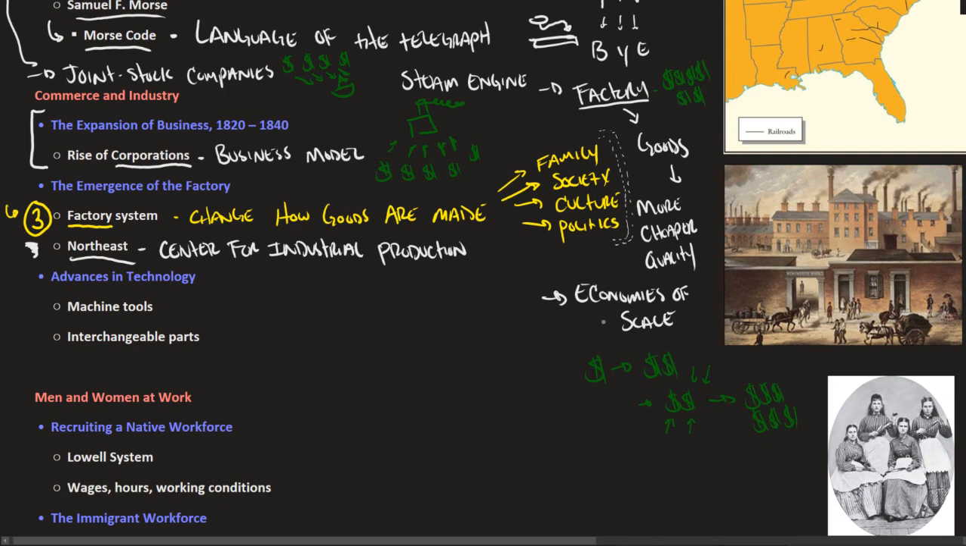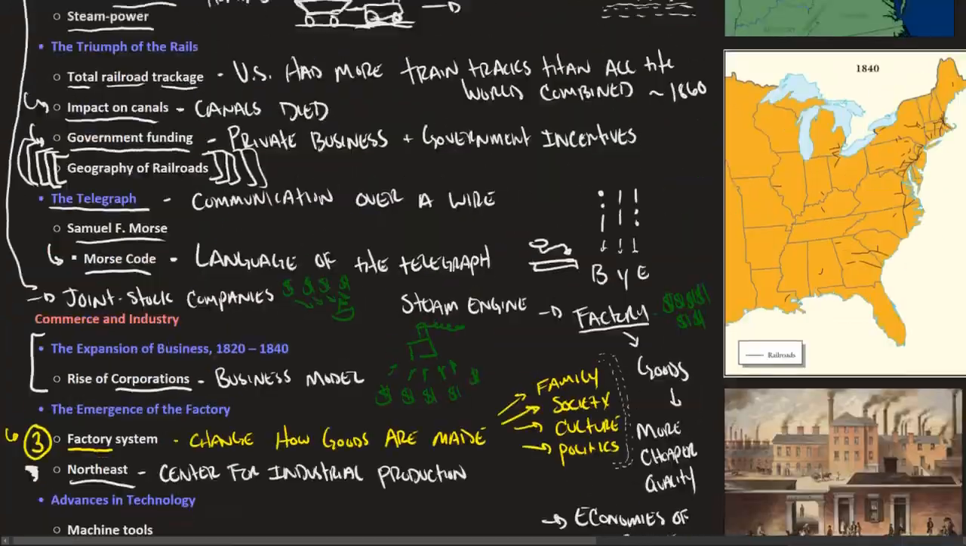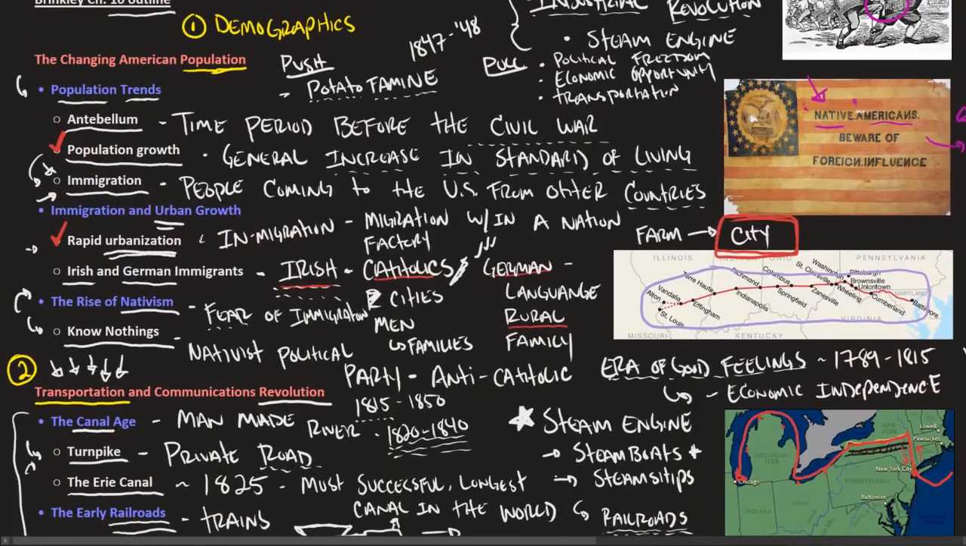Once you get the biggest and baddest factories in those areas, it doesn't matter if you open up a factory in another part of the US, you can't compete because of how efficient these things are. And so this also contributes, and we'll make this point here to tie it back up to what we talked about earlier.